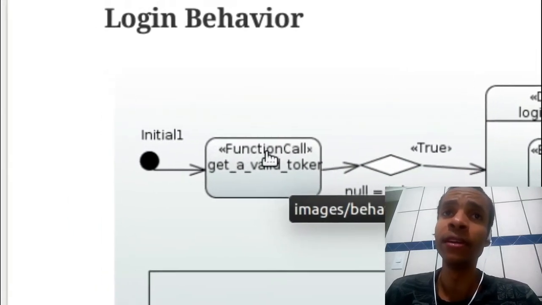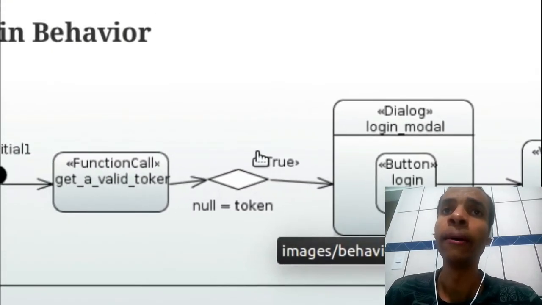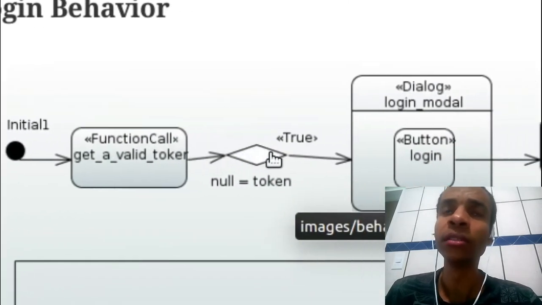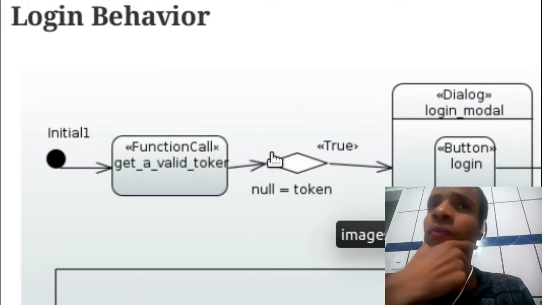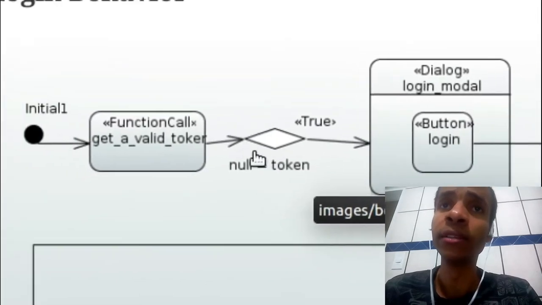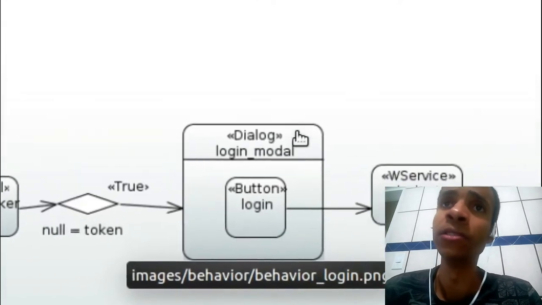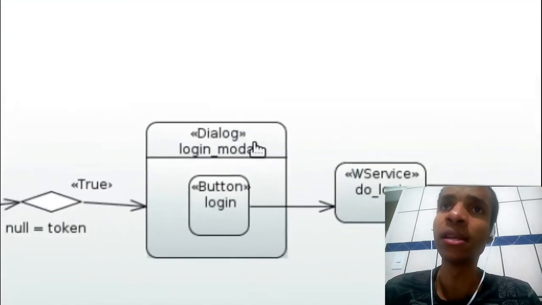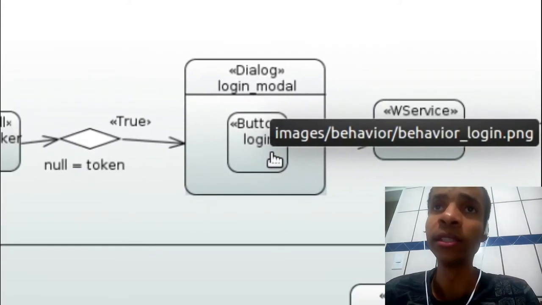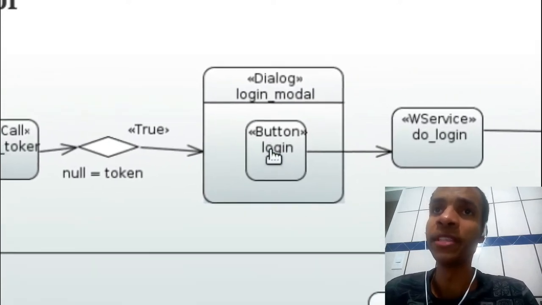So if you open through get valid token, I'll compare this token, this variable, with null. If it's null, I'm going to show this dialog. You already know how it works, and then I'm going to present to the user this button.